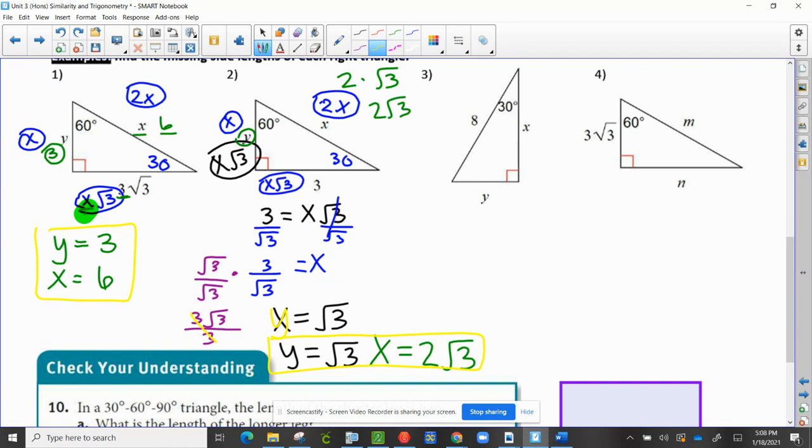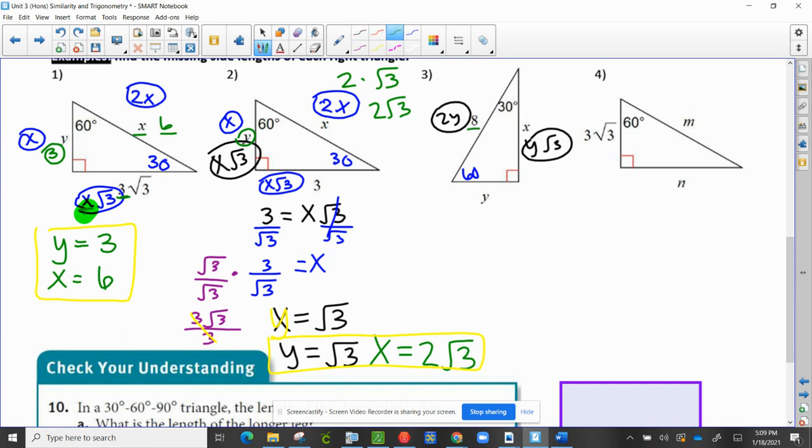All right, let's look at number 3. So we have our 30-degree angle. So this would be our 60-degree angle and our hypotenuse. So remember, across from the 30, let's keep it like y so I don't mess up the labeling a little bit. So across from my 60 would be y root 3. And my hypotenuse here would be 2y. So that's the relationship we know. So the hypotenuse is 2y.